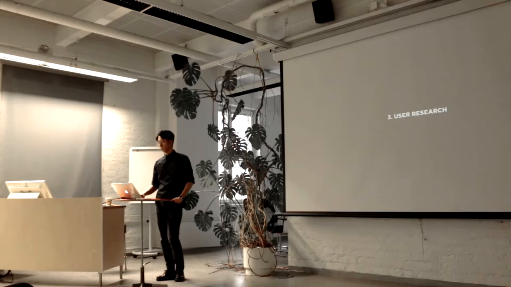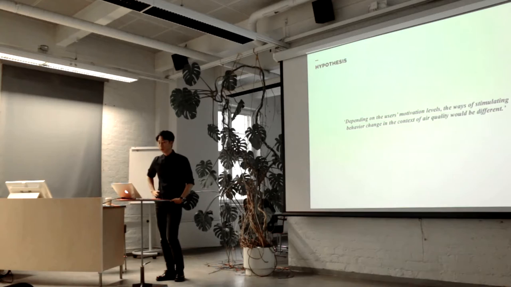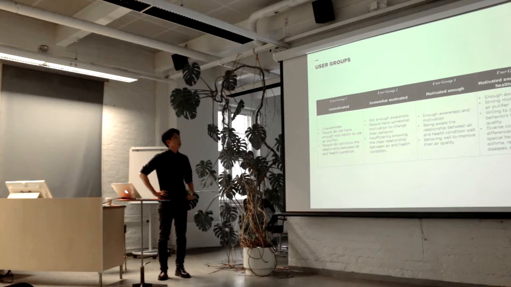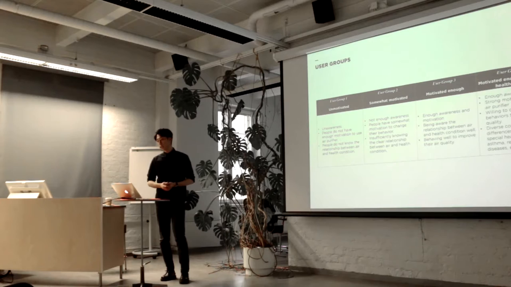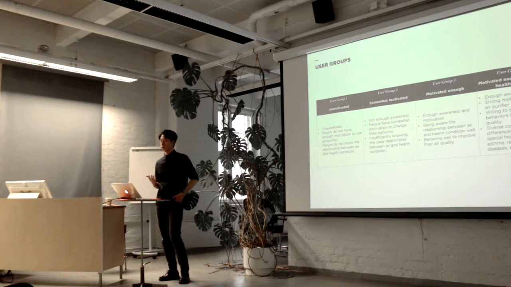Before starting user research, I built a hypothesis: depending on the user's motivation level, the ways of stimulating behavior change in the context of air quality would be different. So I divided the user groups by their motivation level. The first user group is unmotivated about having clean air. The second group is somewhat motivated, but they do not know very well the relationship between health condition and air quality. User group three is very motivated and behaves well. And user group four is motivated because they have health issues, like asthma or other diseases.